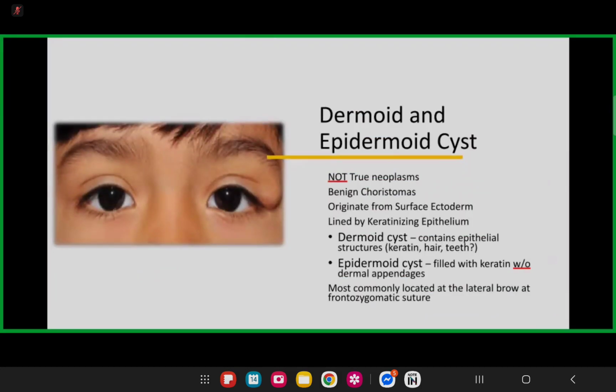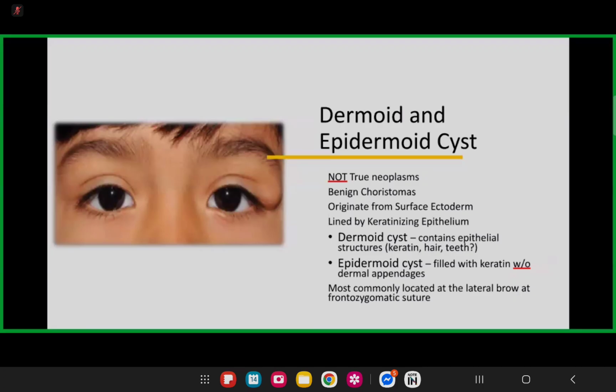Okay, next is your dermoid and epidermoid cyst. So these are not gross inflammations, but these are abnormalities that you see within your adnexa. So dermoid and epidermoid cysts are not true neoplasms, but are benign choristomas. So this means that they originate from your surface ectoderm and is lined by keratinized epithelium.